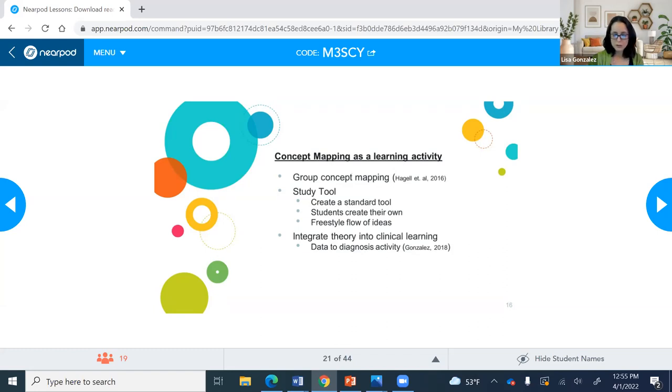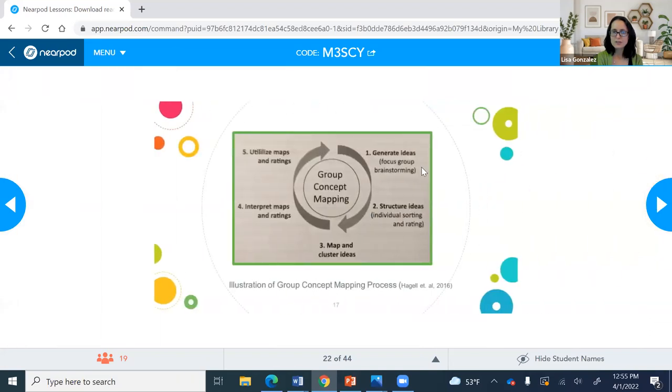So one learning activity that students can complete is a group concept mapping activity. So I actually am going to scroll over to this picture just to show you the steps of the group concept mapping activity. And you can make this your own. It's the Hagel article that they talk about it a little bit. They completed a study using this technique.